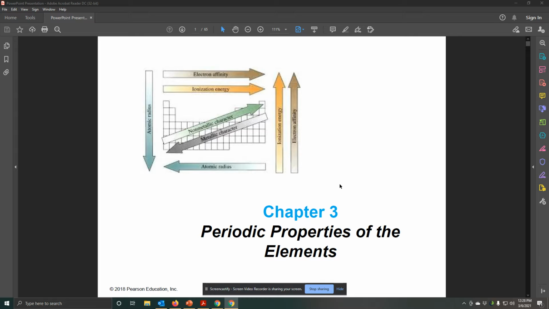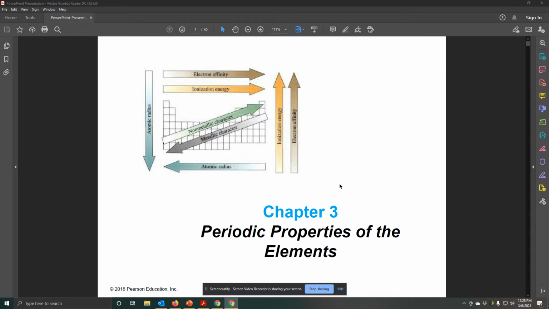So actually, before we get started, if you would, get a periodic table. In the folder for chapter 3, there is a periodic table. You can print it out. And I suggest you do that before we start this little lecture.